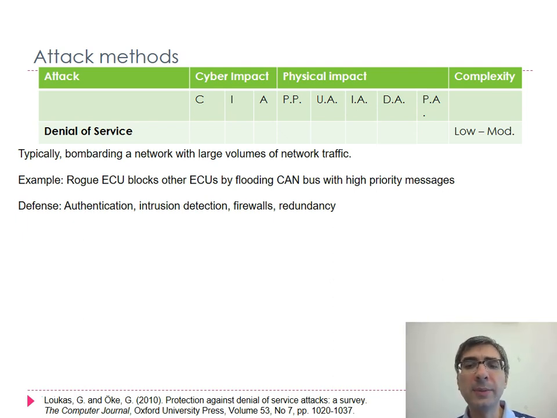And it can be defended in a number of ways. Authentication is one, so that this malicious user will not enter the network in the first place. Intrusion detection, which is about detecting that there is a denial of service. Firewalls, redundancy, having more networks or more channels for communication can alleviate these problems. And denial of service, just like jamming, is about availability more than anything else, and as a result it affects actuation. It cannot affect physical privacy, at least not directly.